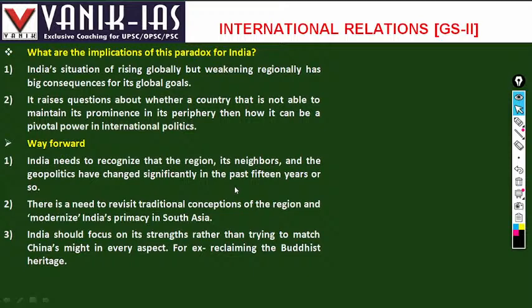What are the implications of this paradox for India? India's situation of rising globally but weakening regionally has big consequences for its global goals. It raises questions about whether a country that is not able to maintain its importance in its periphery can be a pivotal power in international politics.